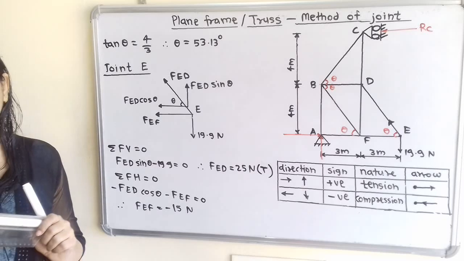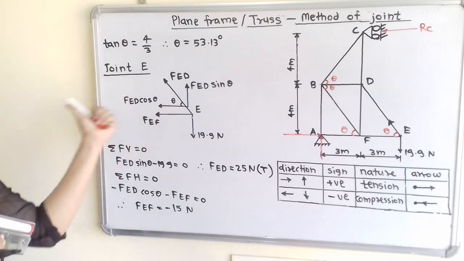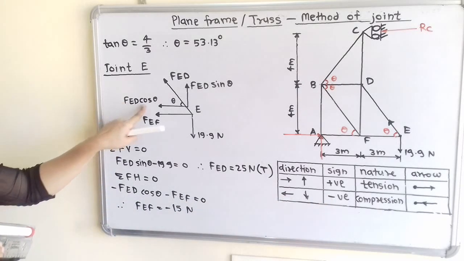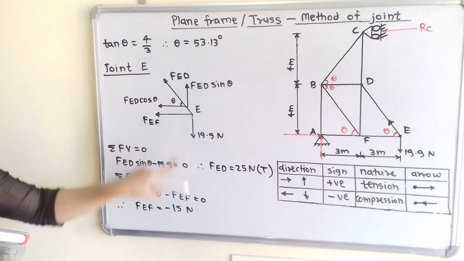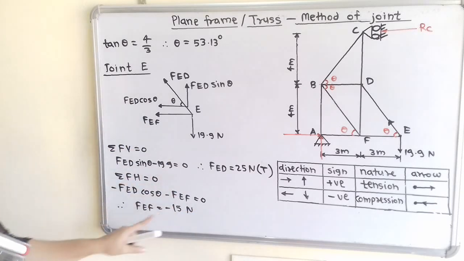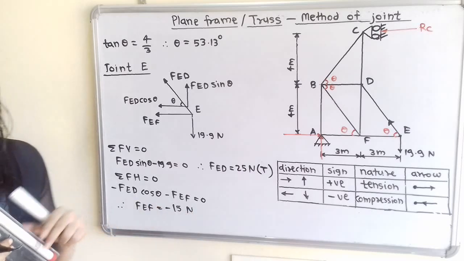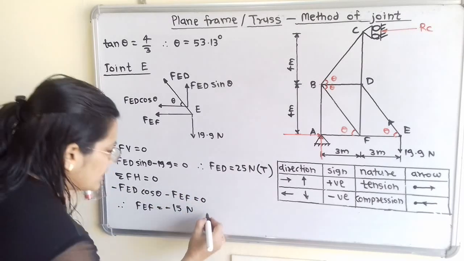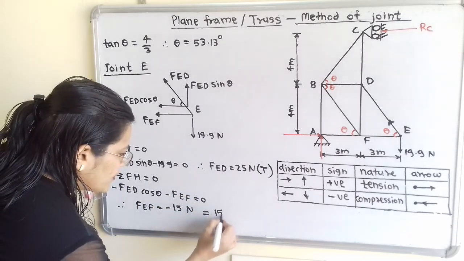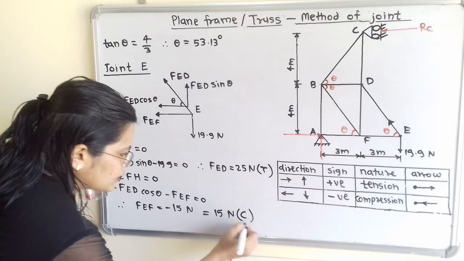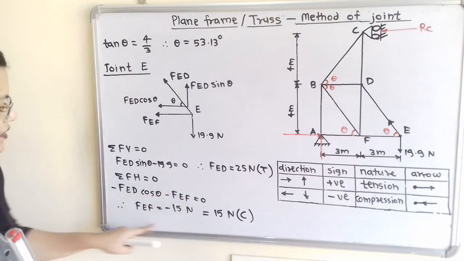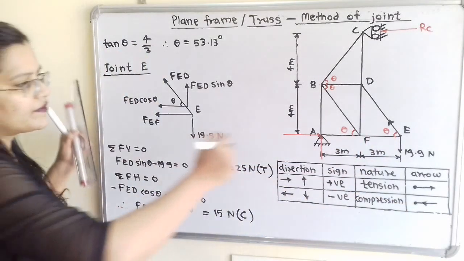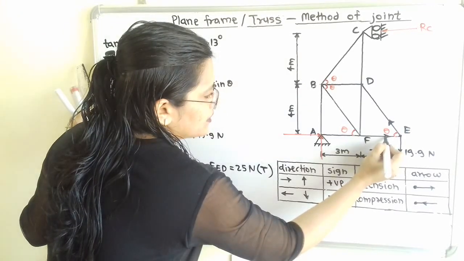Summation of all horizontal forces is equal to 0. Now direction is towards left hand side. So for left hand side use negative sign. So minus FED cos theta minus FEF is equal to 0. So when we solve this, we will get FEF is equal to minus 15 Newton. So for negative answer, nature is compression. So we will use here 15 Newton, and nature is compression. Now in this FEF we have to show arrow towards the joint. So we will show direction towards the joint E.